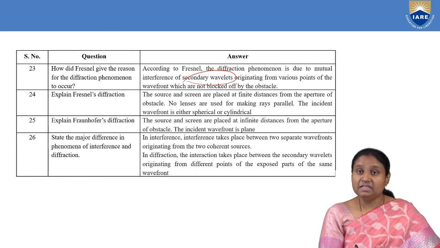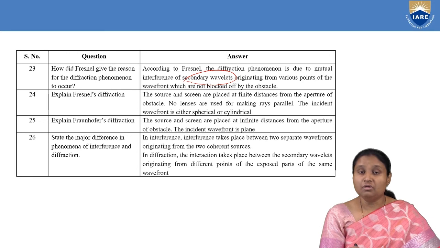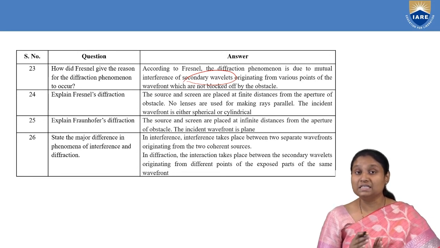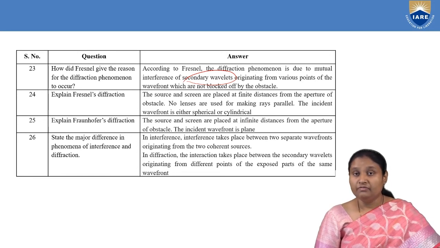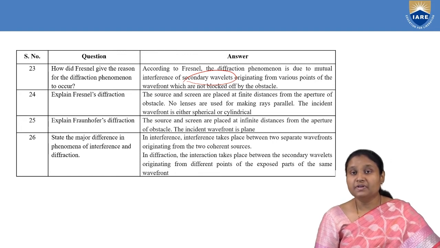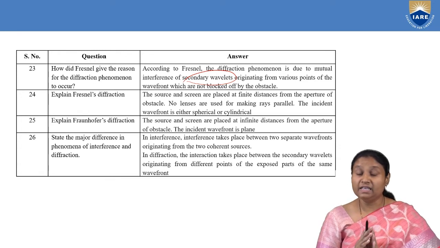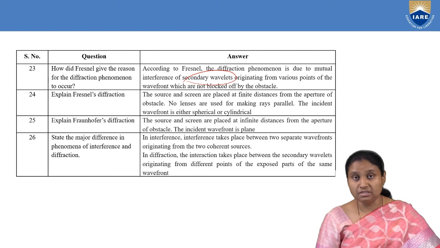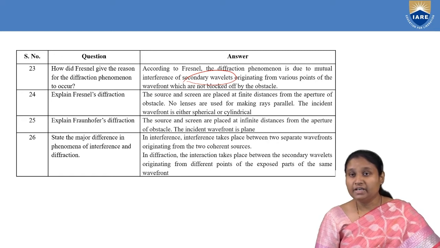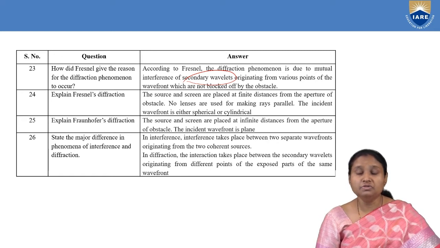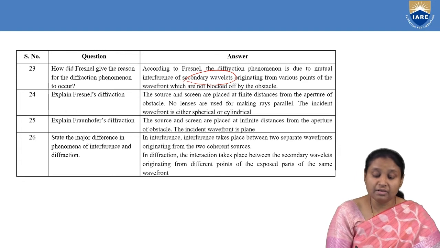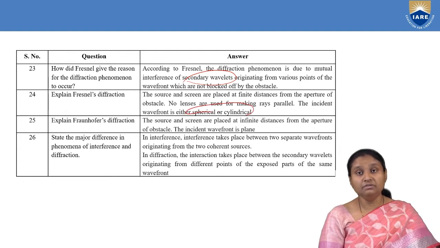And explain Fresnel's diffraction. We know that based on where we are keeping our source and screen with respect to the obstacle, we have two types of diffraction. One is Fresnel diffraction, another one is Fraunhofer diffraction. In Fresnel diffraction, our source and screen are kept at a finite distance from the obstacle, and because they are at a finite distance, we will not make use of any lens in order to converge rays. And what is the wavefront we are using in Fresnel's diffraction? It can be a spherical wavefront or a cylindrical wavefront.